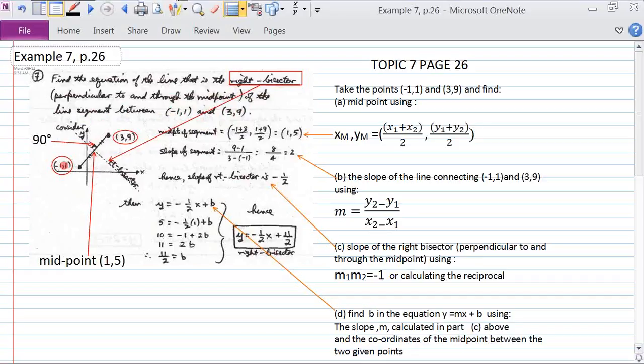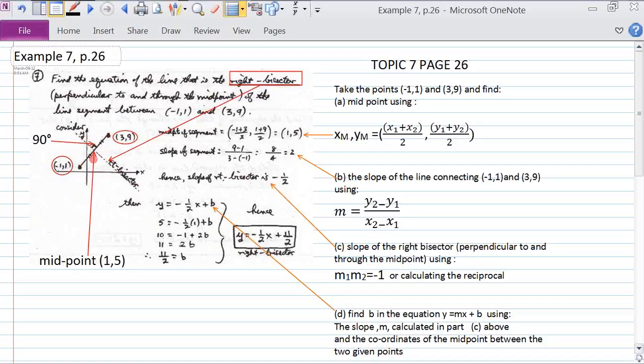So here are the 2 points, minus 1, 1. And here's the point 3, 9. This is the line segment joining those points. So from here to here is the line segment. Now what we want to do is find the equation of the line that's the right bisector. What does that mean? That means that it cuts this one right in the middle.